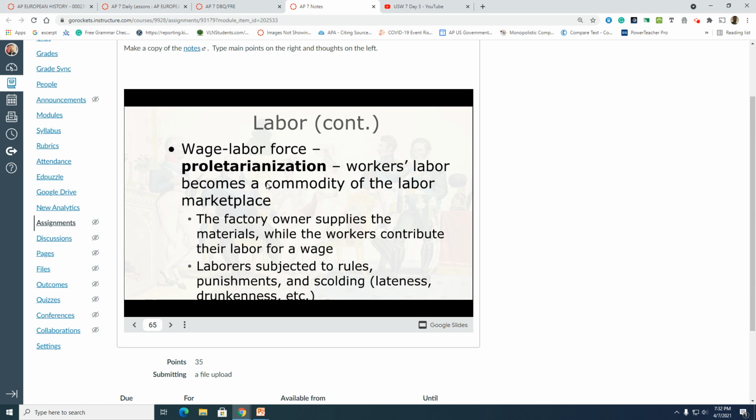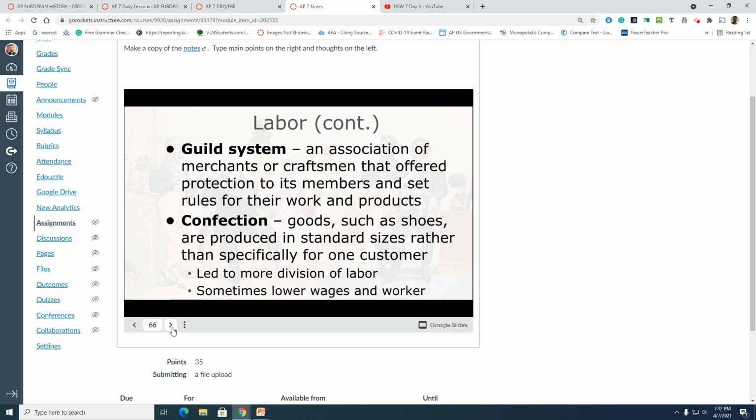So instead of people staying on their own land, farming their own crops, making their own goods, now they're selling their labor to someone else. So the factory owner supplies the materials while the workers contribute their labor for wages. But that also meant that they were subject to the employer's rules and punishments, and the employer had a lot of control since most employees could be easily replaced.